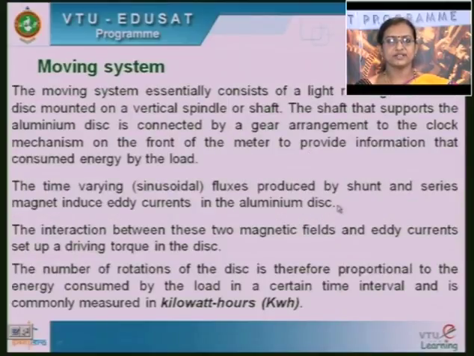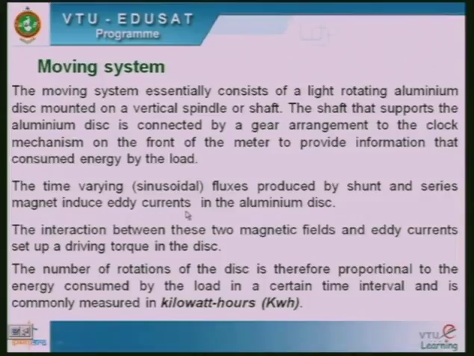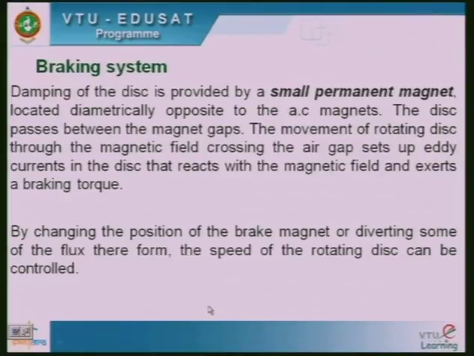The time varying fluxes produced by shunt and series magnet induce eddy currents in the aluminum disc. In turn, the interaction between these two magnetic fields and eddy currents sets up the driving torque in the disc. So, the number of rotations of the disc is proportional to the energy consumed by the load in a certain time interval. See here, power in a certain time interval, that is power multiplied by time, will give you the energy. It can be measured in terms of kilowatt hours.